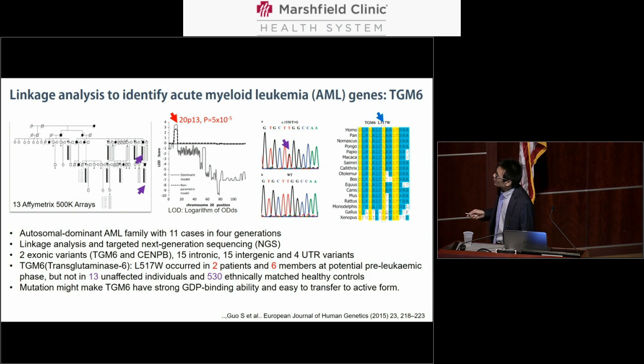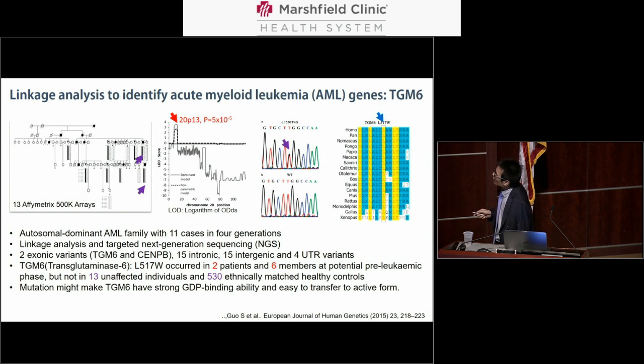Very interesting. We found 2 exonic variants, 15 intronic, 15 intergenic and 4 UTR variants in these regions. 2 genes came out: one gene is TGM6 and another one is CENPB. We confirmed the variants were correct with Sanger sequencing. Then we found a very interesting variant located in the TGM6 gene, and we call it R517.